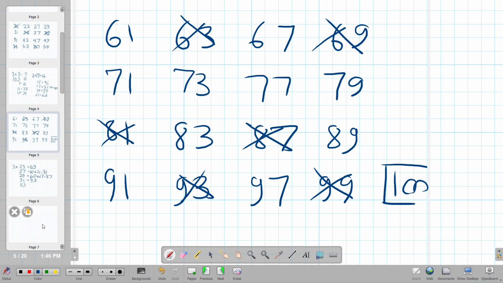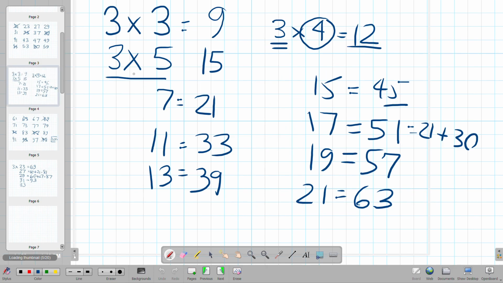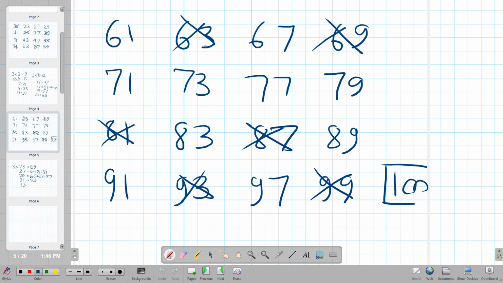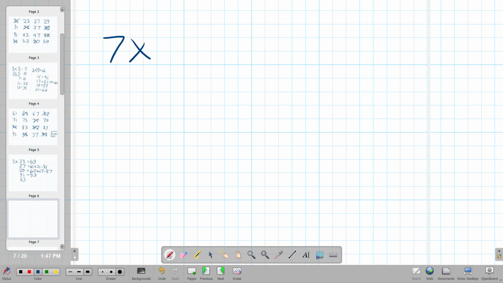We already said that. So let's start running through the 7s. Now we stopped at 21, which is 7 times 3. 7 times 5 is 35, which we don't need to bother about. 7 times 7 is 49. 7 times 9 is 63. 7 times 11 is 77. What is 7 times 13? That happens to be 70 plus 21, which is equal to 91.